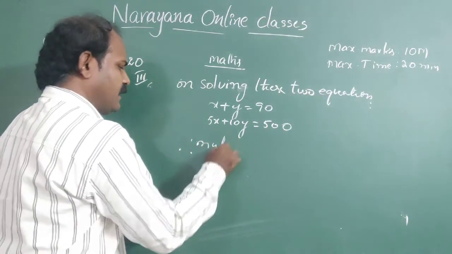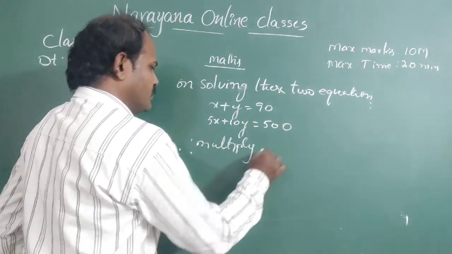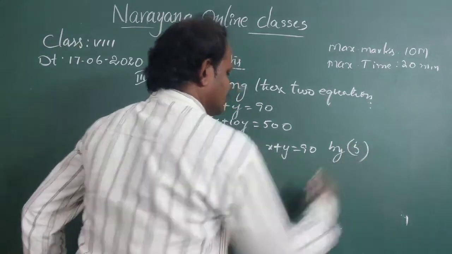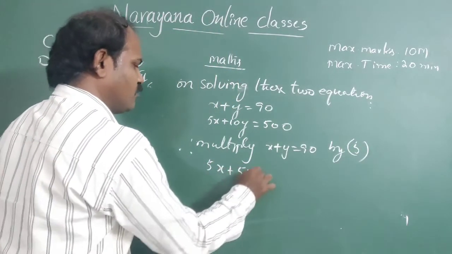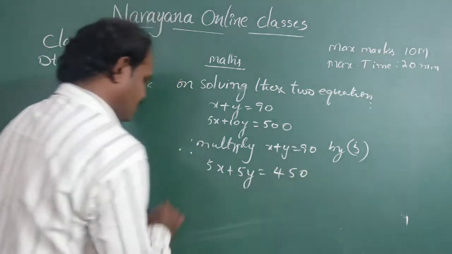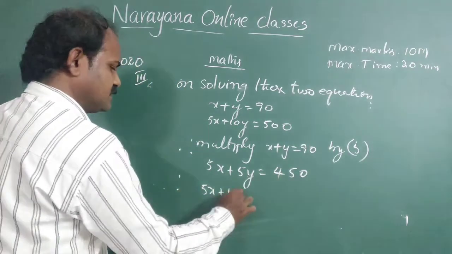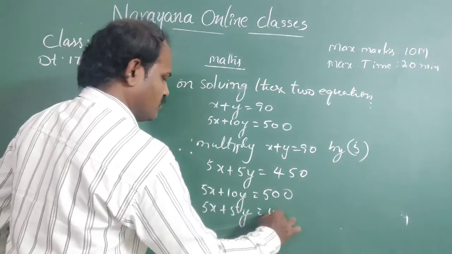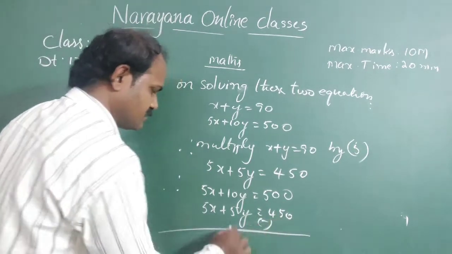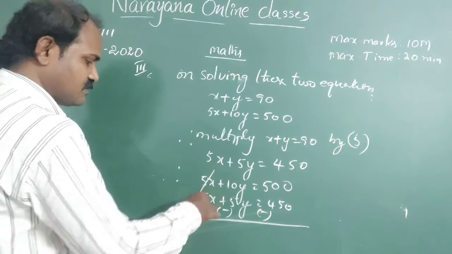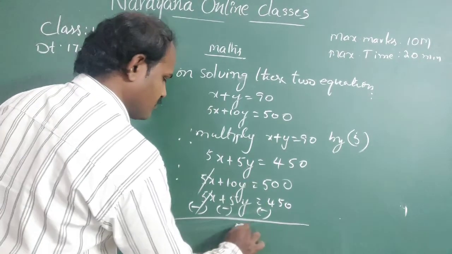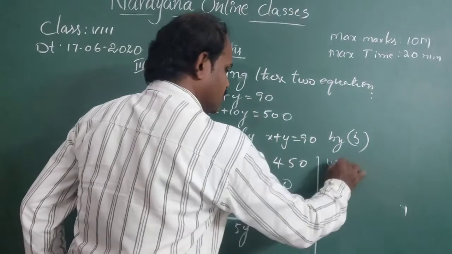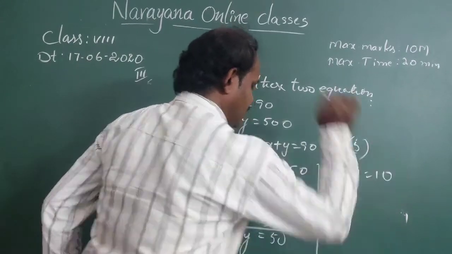Therefore, multiply x plus y is equal to 90 by 5. So 5x plus 5y is equal to 450. Therefore, 5x plus 10y is equal to 500 and 5x plus 5y is equal to 450. So change the symbols. Plus 5x and minus 5x will get cancelled. 10y minus 5y is equal to 5y. 500 minus 450 is equal to 50. Therefore, y is equal to 50 by 5, that is equal to 10.